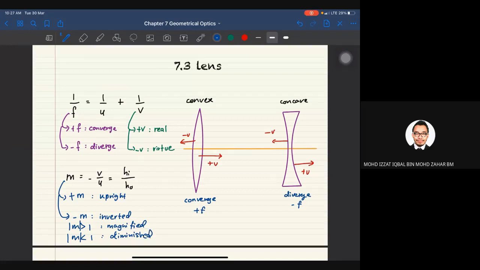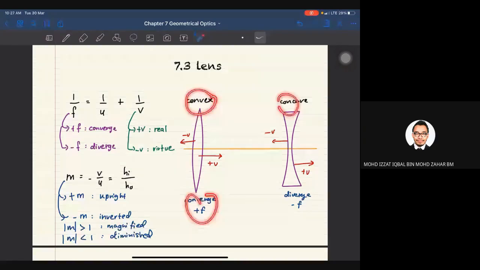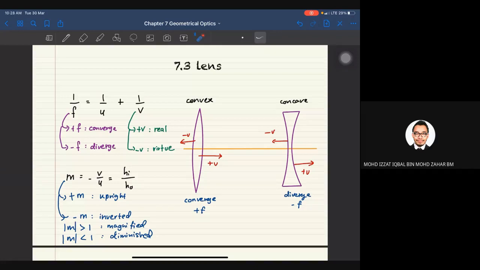Okay, so all in all, in general, it is basically the same with the mirror. The only difference is the name. Contohnya untuk convex behavior dia adalah positif, concave behavior is negative. So kalau kamu hafal nama, maybe kamu akan confuse. But if you memorize on the shape, sepatutnya tak ada masalah. So that's why I suggest you to memorize on the shape.